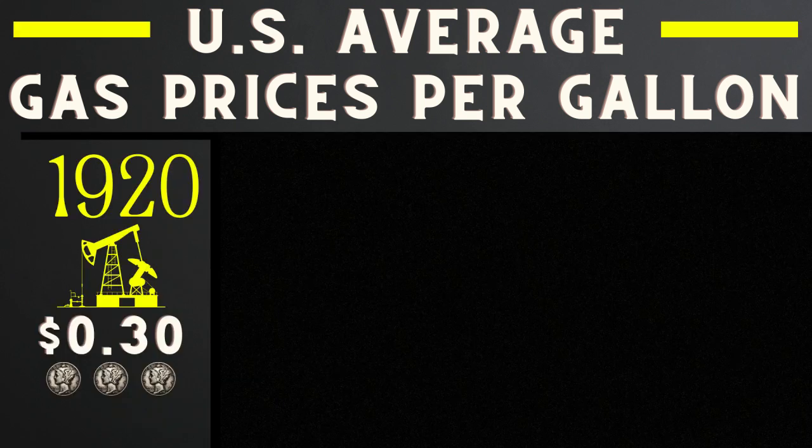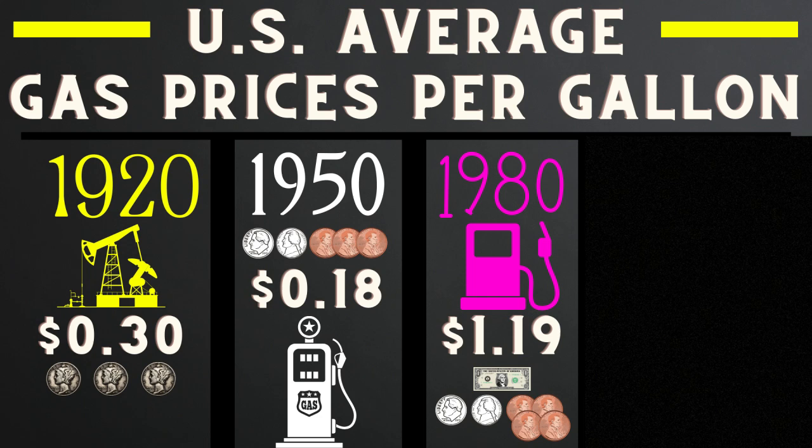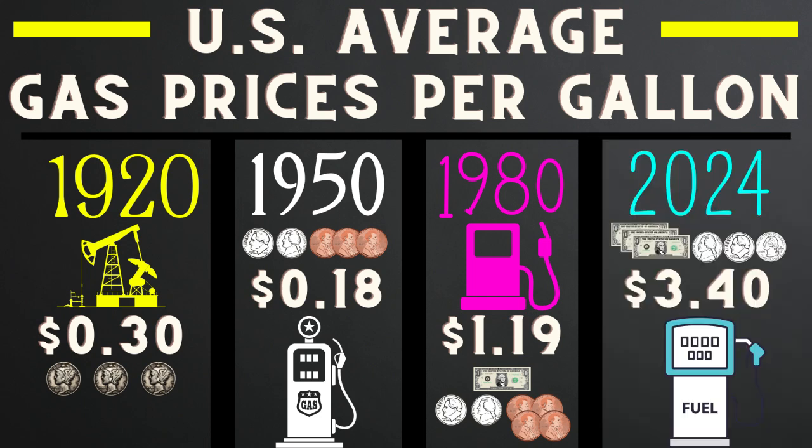Now, we'll take a look at the average gas prices per gallon in the U.S. In 1920, it was 30 cents. In 1950, it actually went down to 18 cents. In 1980, it was $1.19. And now, in 2024, it stands at $3.40.